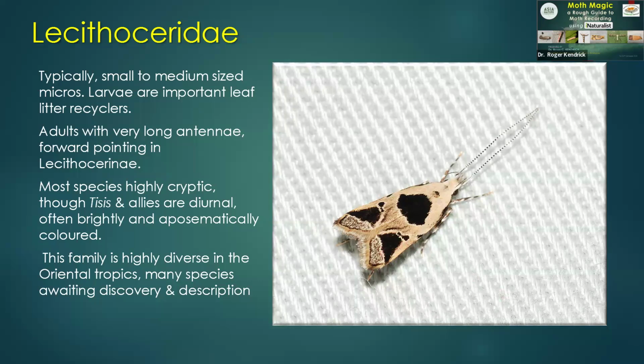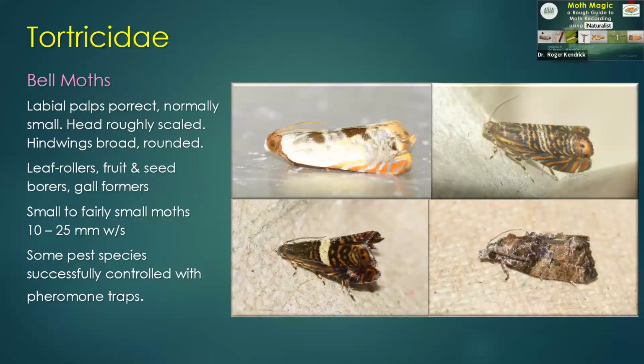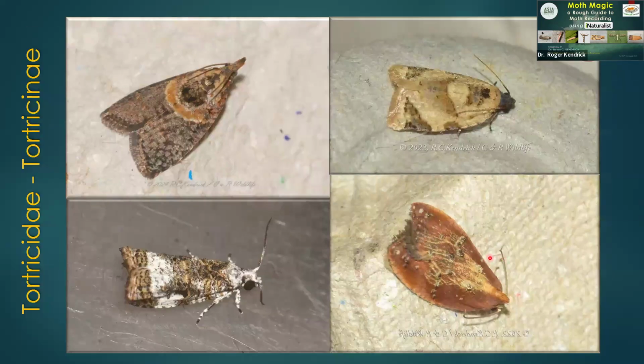Okay, the last lot of micros we're dealing with is another big group, the Tortricidae or bell moths. Three main subfamilies. This is Clidonotini represented here. Small group, but they're widespread throughout the Orient. Tortricini, much bigger group, and a lot of pest species in this, the fruit and leaf rollers in particular.